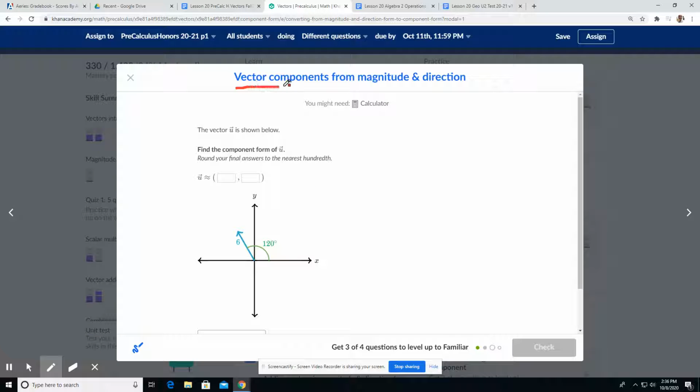We are using the vector components from magnitude and direction. So they're giving us the direction of the angle and they're giving us the magnitude. And we'll use those to find the x component and to find the y component. Okay, so it really helps to have something to remember your trig functions, what's your x and what's your y.